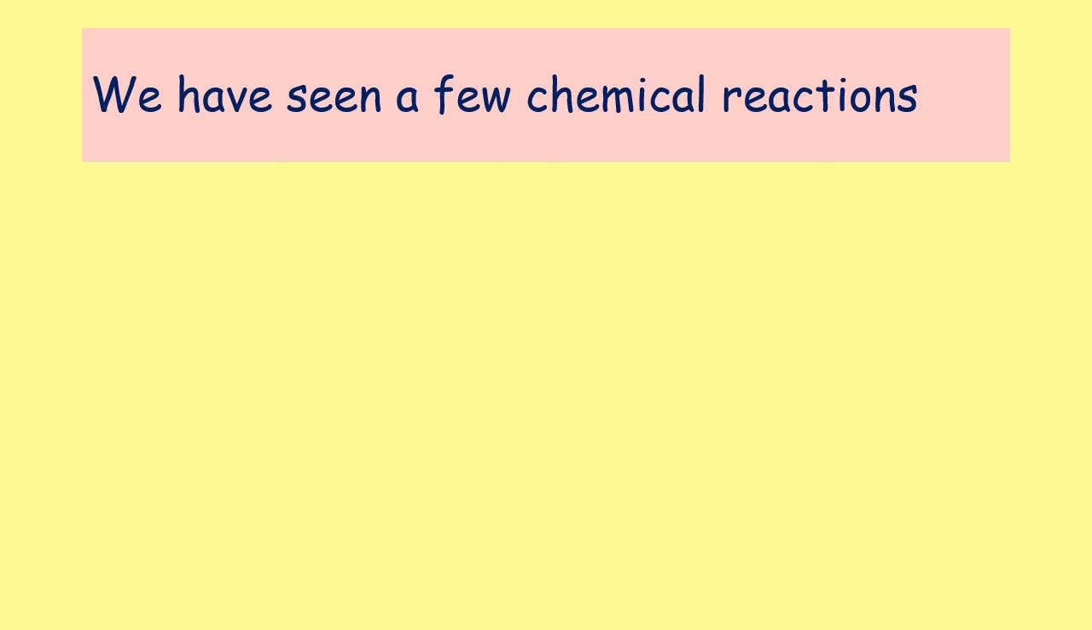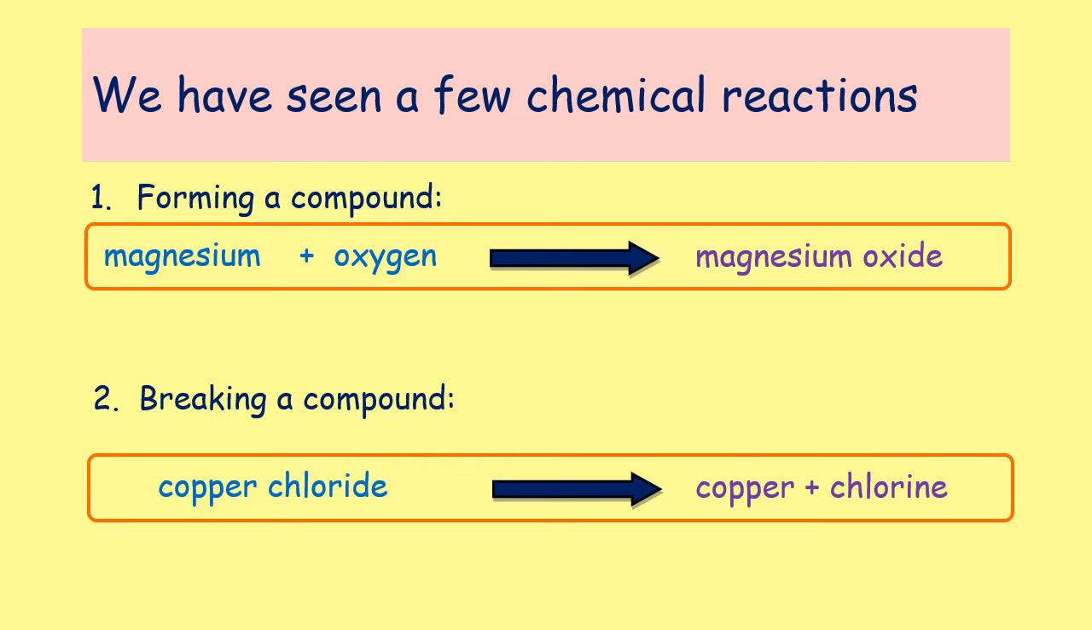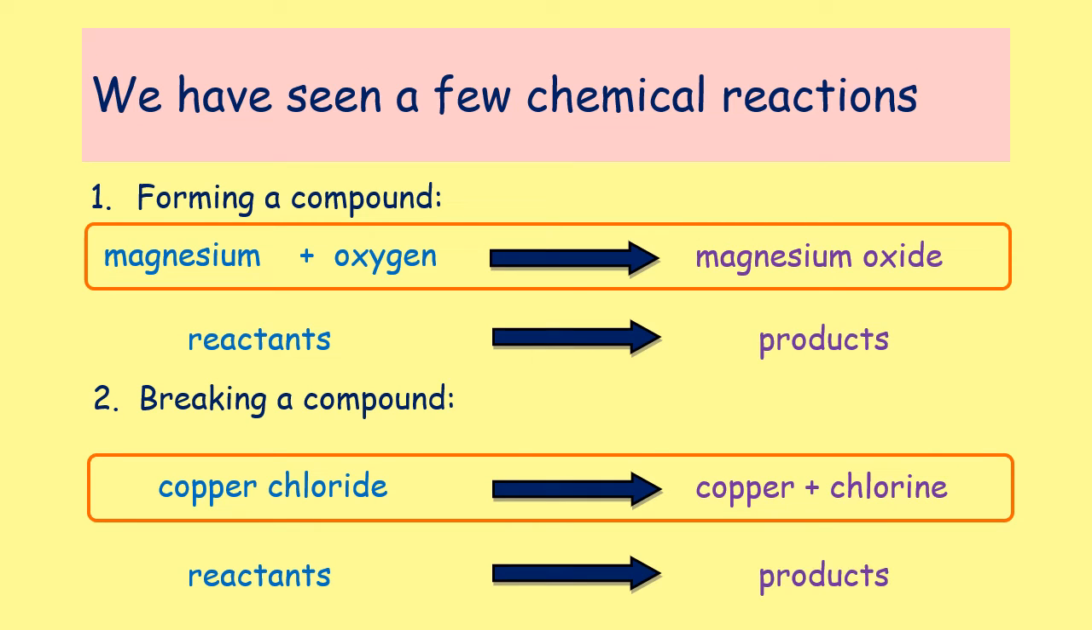Now you have seen a few examples of chemical reactions and we've talked about them in previous videos. We've seen a compound be formed when magnesium was burnt in oxygen, they transformed into magnesium oxide. When we were thinking about breaking a compound, our copper chloride was transformed into copper and chlorine. In each case, the reactants are the things that we start with, magnesium and oxygen for making a compound, copper chloride for breaking a compound, and the products are what we made at the end of the reaction.